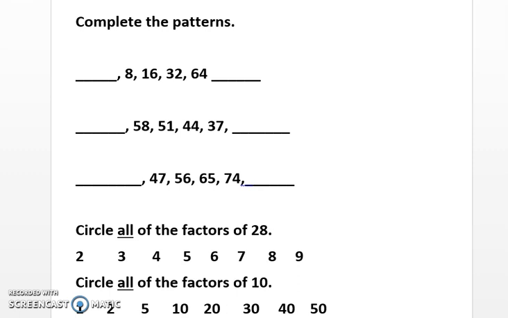Complete the patterns. This number's going up, so it can be either plus or times. 8 plus 16 is a plus 8. 16 plus 8 does not equal 24. I mean, it does equal 24. It does not equal 32. So it's not plus, it must be times. 8 times 2 is 16. 16 times 2, oh, it's a doubling pattern. So 64 times 2 is 128.